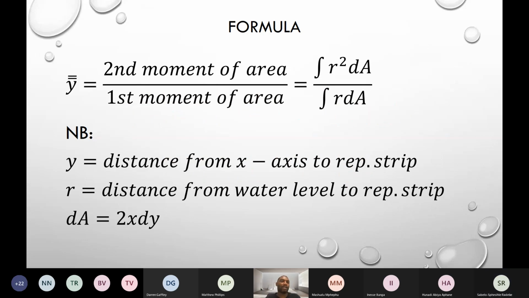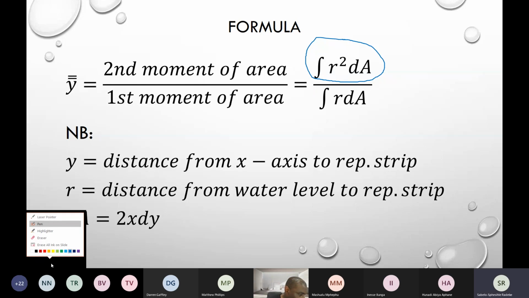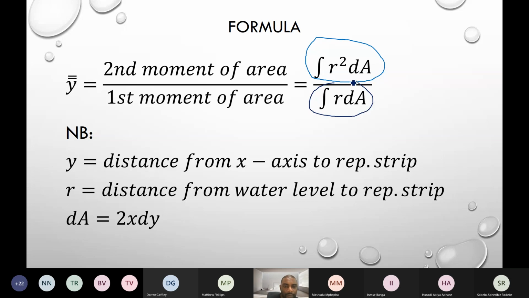So, depth of center of pressure, basically, that's the formula there. It will be second moment of area divided by first moment of area. Here you can see this is second moment of area, in another color this is first moment of area. In the formula sheet, they just give you like that: R squared dA and R dA.